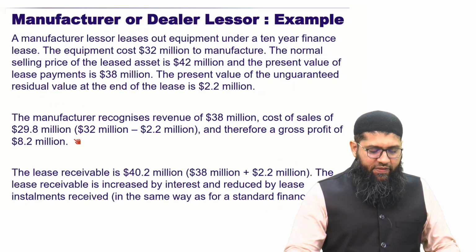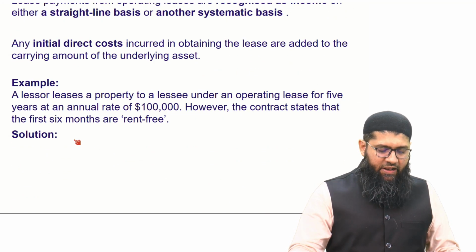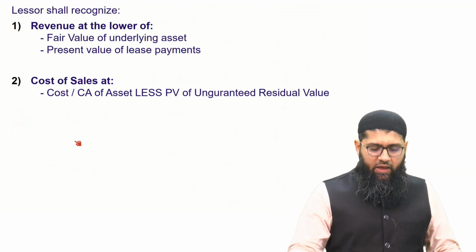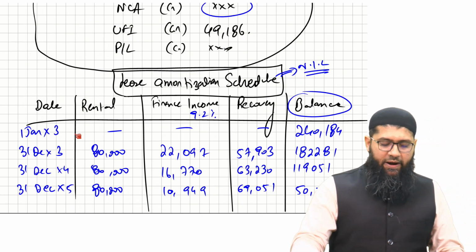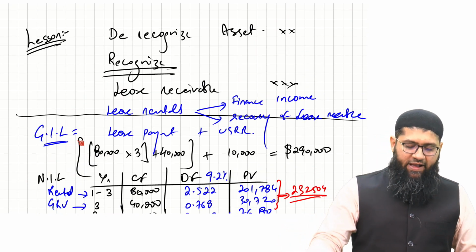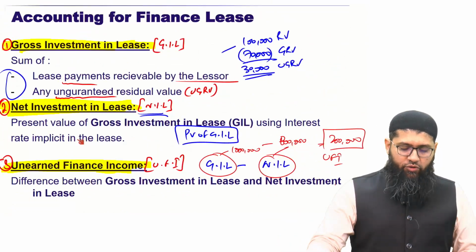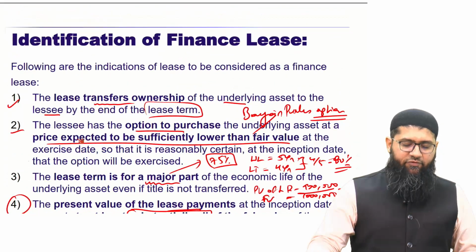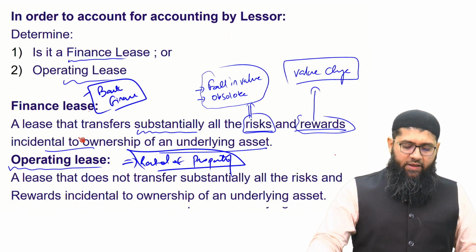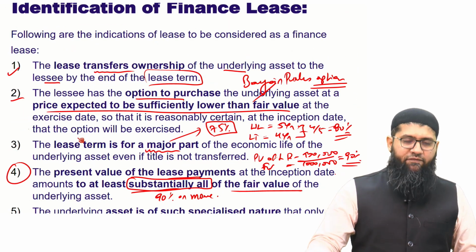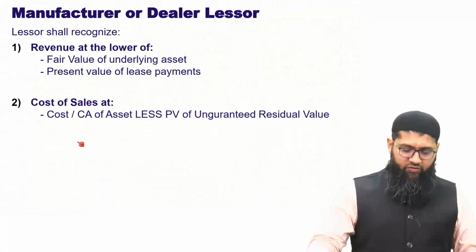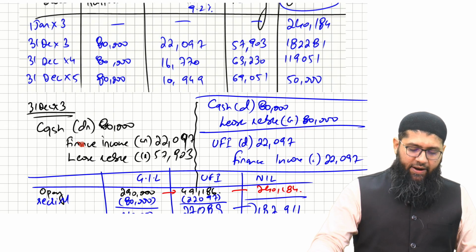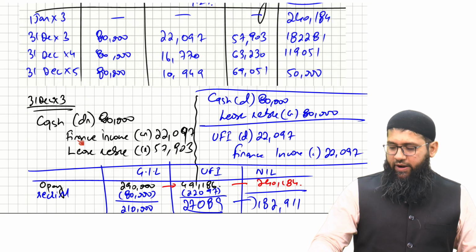Now there are further aspects, which are manufacturer or dealer lessor and operating lease from the perspective of the lessor, which we are going to discuss. But for the time being, I have concluded the accounting in the books of lessor, and I've explained how the finance lease is classified and how the lessor accounts for a finance lease. I hope that you would have understood this.